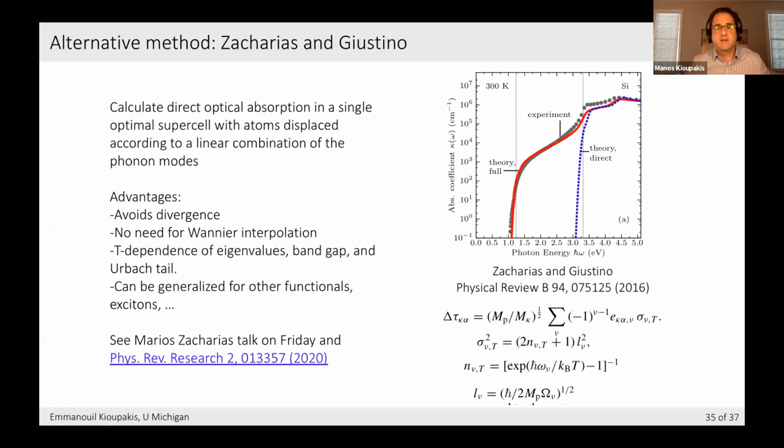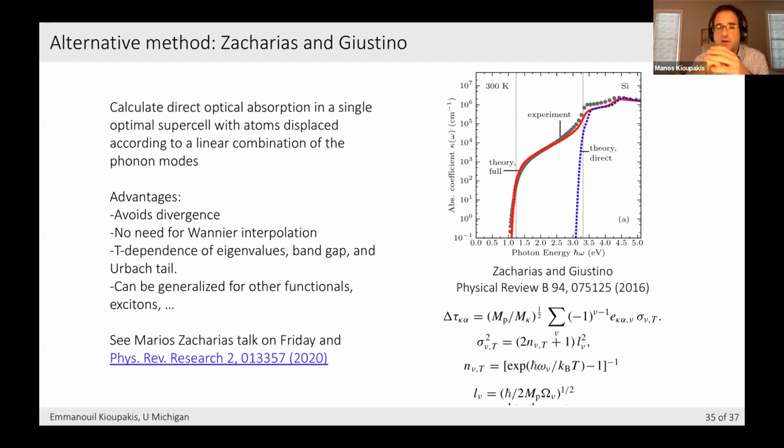Now, I would like to highlight the alternative method by Zacharias and Giustino. Another technique we'll discuss here is to do second-order perturbation theory, where we treat both the phonon and the photon as a perturbation. So we go to second-order perturbation theory. But the engineering of this method, the Zacharias-Giustino method, is that the phonon perturbation gets embedded into your simulation cell. So you make a supercell and you displace the atoms along a single optimal configuration. It's a linear combination of the various phonon modes.